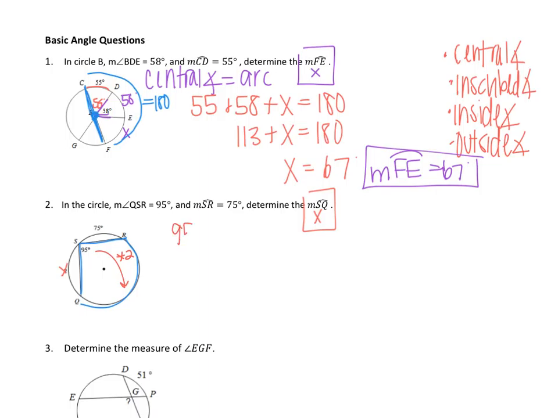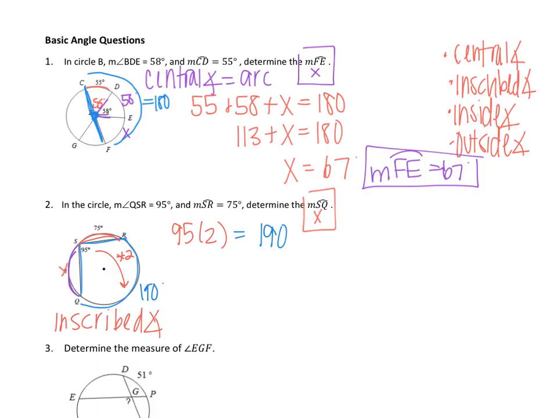So we're going to take 95 and multiply it by 2. You may want to jot yourself a note that this was an inscribed angle, so when you look back at it, you know why we multiplied by 2. And so we have 95 times 2 gives us 190. Now our goal is to find arc SQ. So far we have arc SR is 75, arc RQ is 190, and now we need SQ.